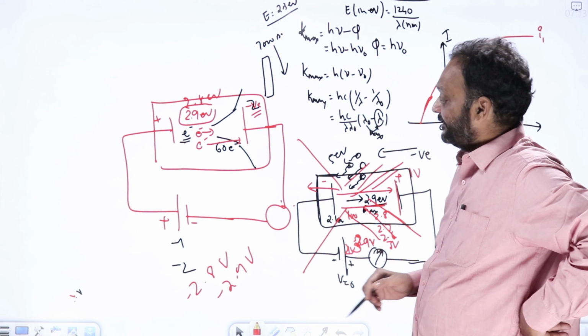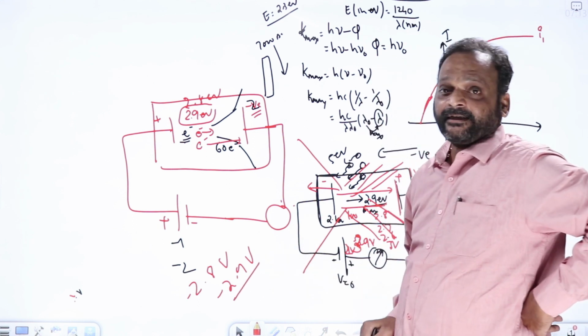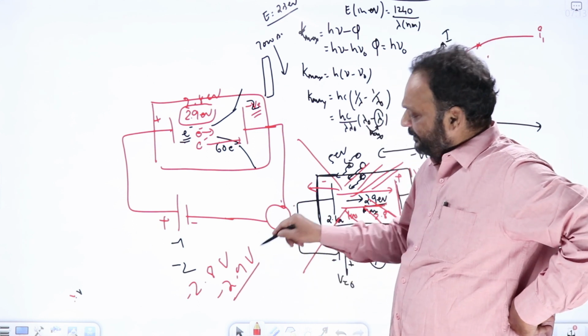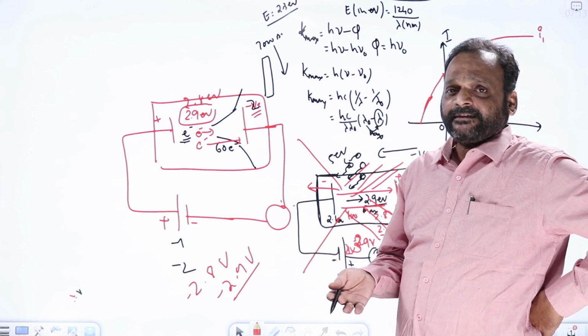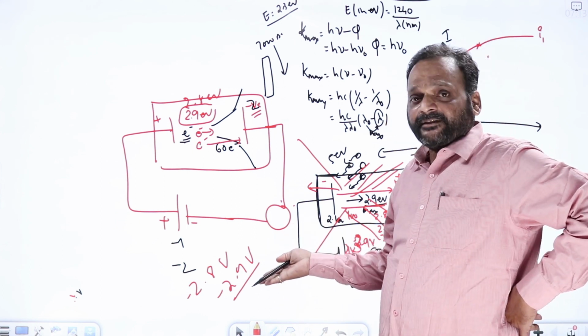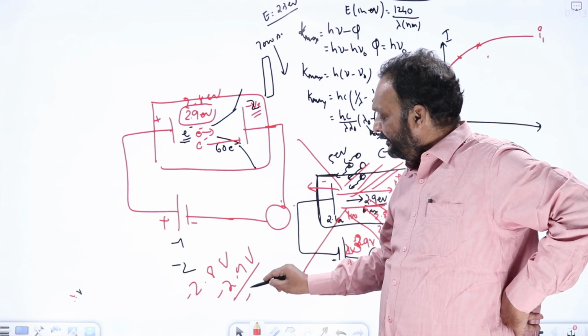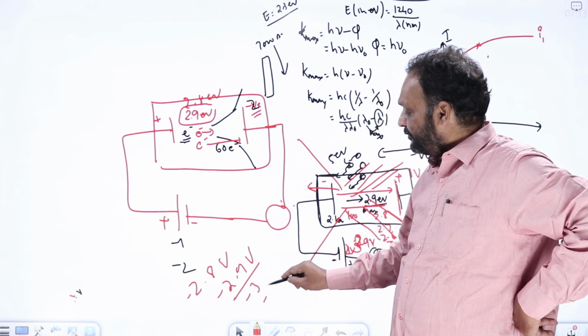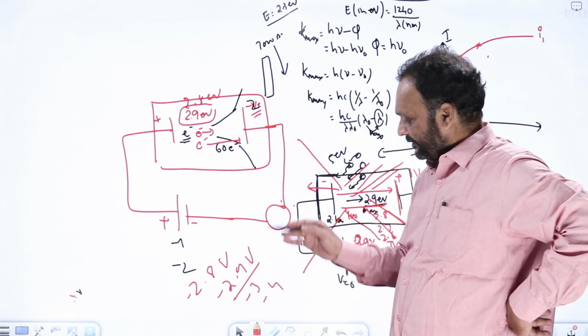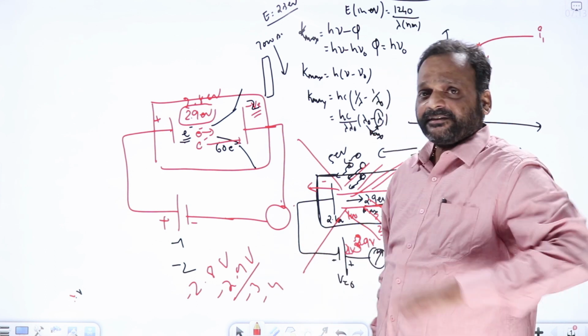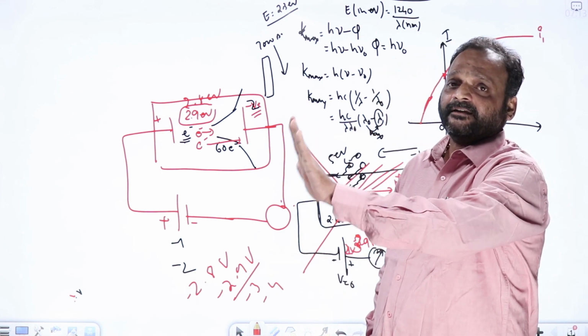What potential difference? Minus 2.9. Is it the minimum potential required to stop or the maximum potential required to stop? It is the minimum potential required to stop. There is no point in putting minus 3 volts or minus 4 volts. Not required. 2.9 is sufficient. We are stopping the most energetic photoelectron from reaching the plate.